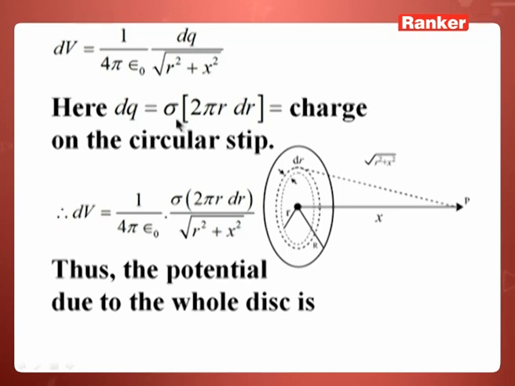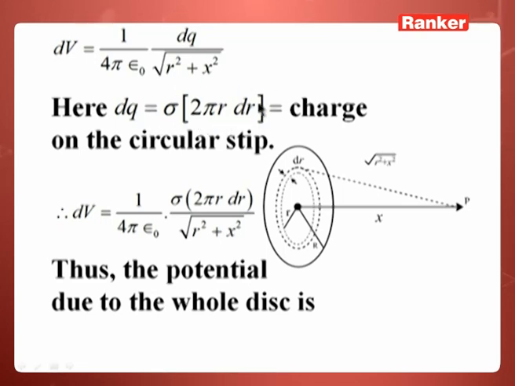What actually is this concept? Everyone can understand. Sigma is surface charge density, 2 pi r dr is the area. So sigma into 2 pi r dr is equal to the charge on the circular strip. Whatever strip we have considered here, the charge on the circular strip we have now calculated as dq is equal to sigma into 2 pi r into dr.